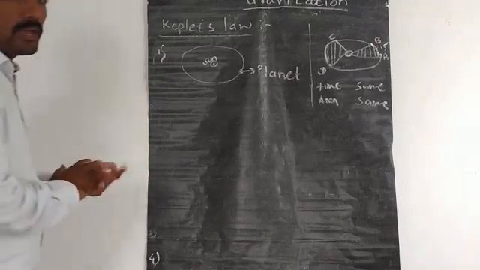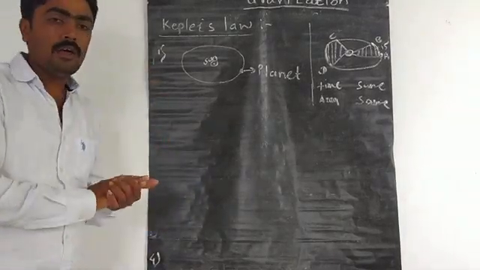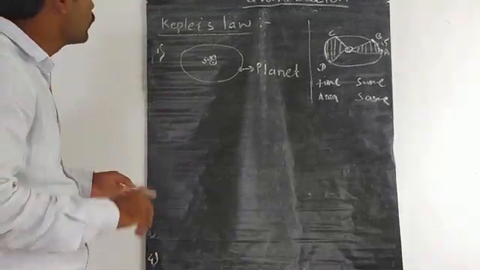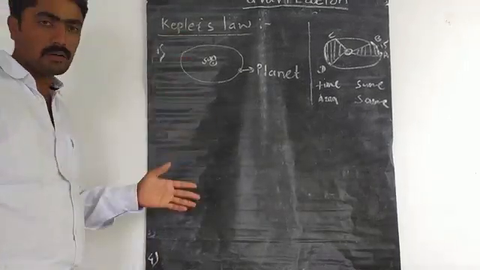In the last video we have seen the variation of the value of g in different places, and we have also seen the distinction between mass and acceleration. Now in this video we are going to see Kepler's laws.